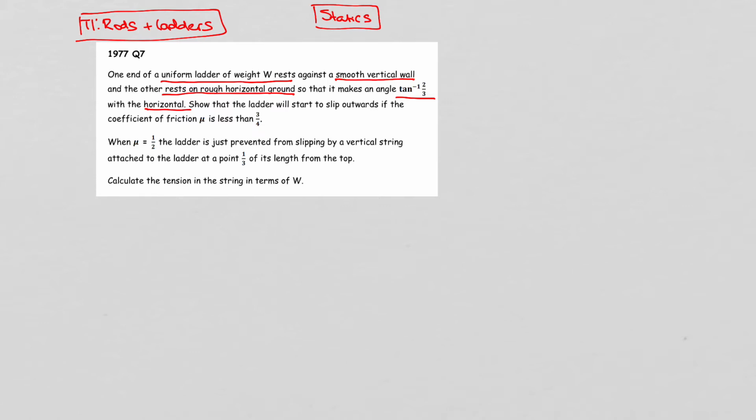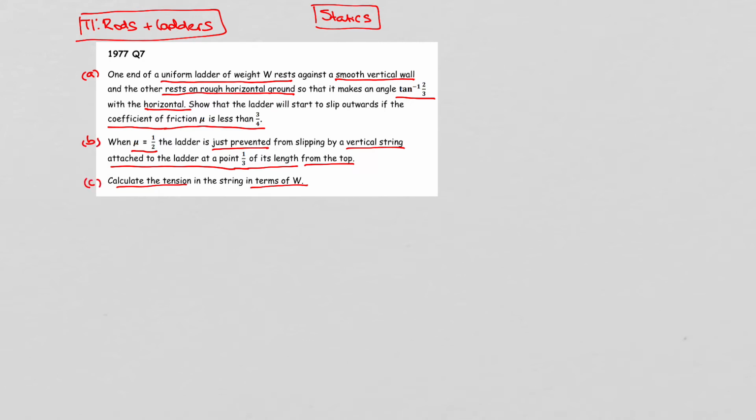We have to show that the ladder will start to slip outwards if the coefficient of friction is less than 3/4. And then we have to show that when mu is equal to 1/2, the ladder is just prevented from slipping by a vertical string attached to the ladder at a point 1/3 of its length from the top. And then we have to calculate the tension in the string in terms of W. So we're going to have three parts here: A, B, and C.